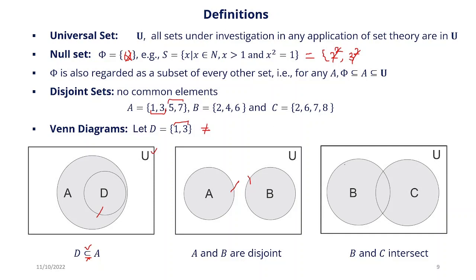So this is B, {2, 4, 6}, and this is C, {2, 6, 7, 8}. They have 2 items that are common to each other, and those items are 2 and 6. So it is 2 and 6 that brought them together.